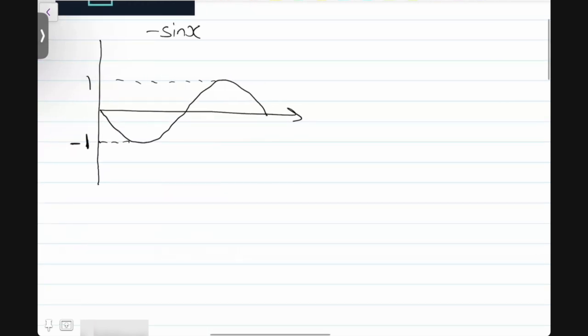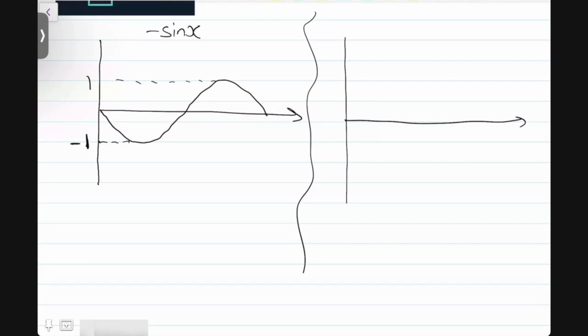In my next graph, I'll show you what happens if we call this minus sine x plus 1. What this means is that the minus sine x graph is going to be shifted 1 unit up. It's going to look like this, where now we have a minimum at 0. And if we're shifting it 1 up, the maximum is going to be at 2.